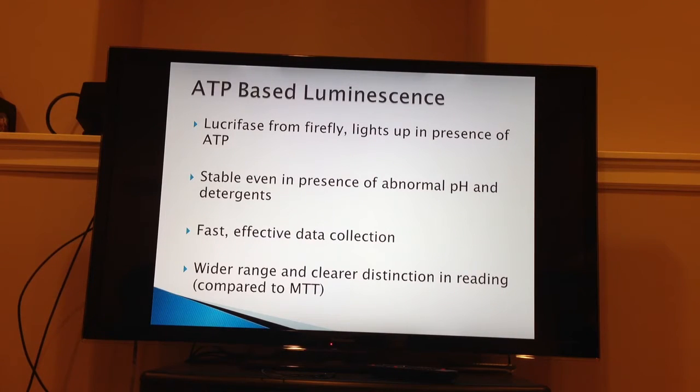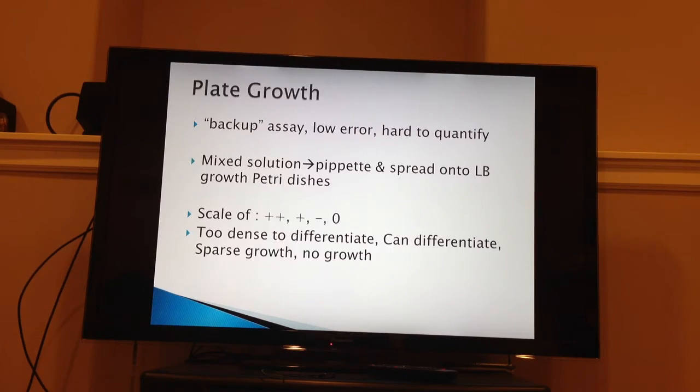Moreover, this assay provided me with a wider range since we were measuring luminescence, and so the distinction between the three disinfectants I tested was clearer. So finally, my third assay was not quantifiable, but it was sort of a backup assay in that there is very low chance of error, and it also served as a confirmation to my results.